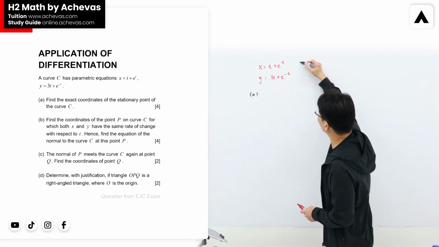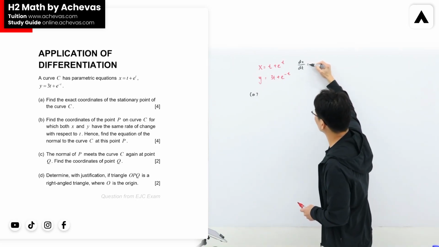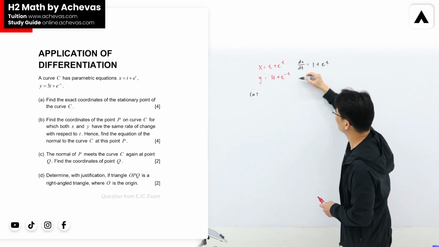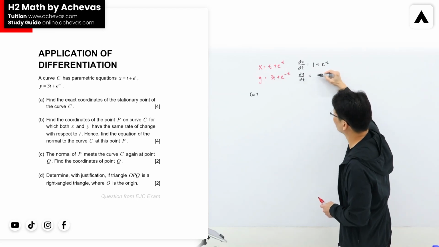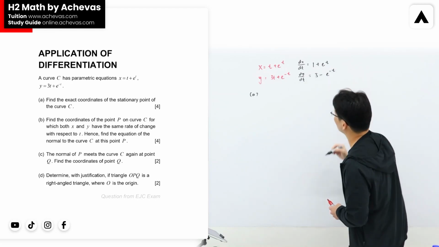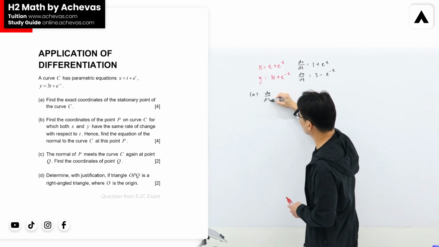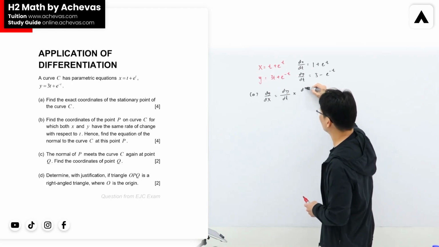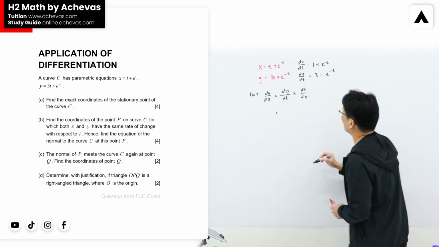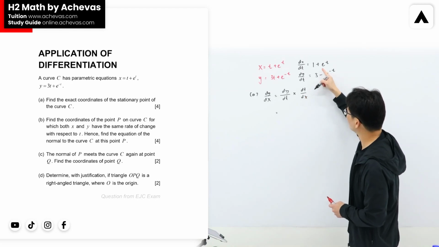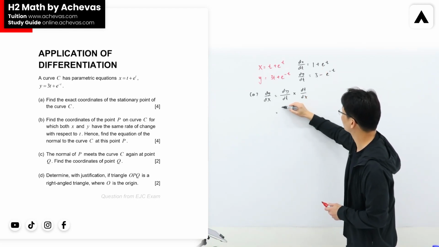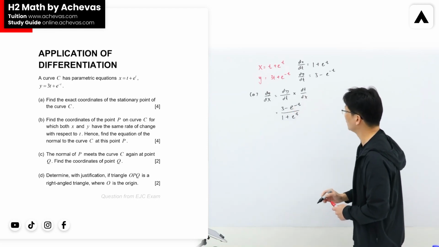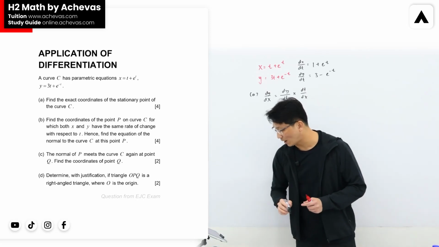The first thing we're going to do is find dx over dt. I'm going to differentiate this, and I get 1 plus e to the power t. And if we differentiate this with respect to t, I will have 3 minus e to the power minus t. Our dy over dx is dy over dt times dt over dx. Putting in the expressions for dx/dt and dy/dt, we will have 3 minus e to the power minus t over 1 plus e to the power t. This is the expression for my dy over dx.